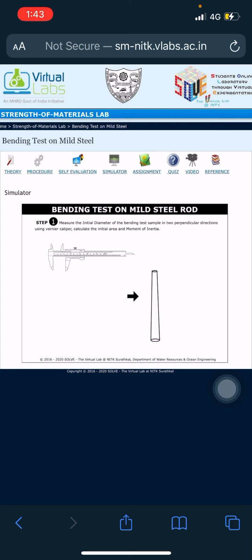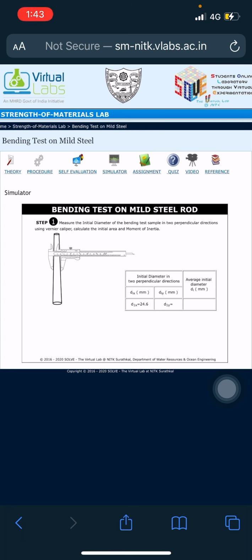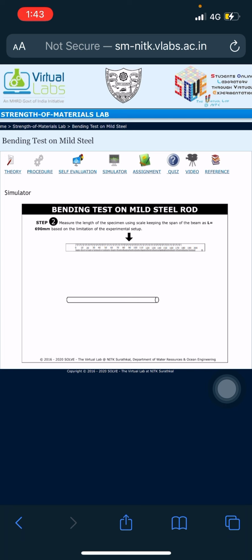Step 1. Measure the initial diameter of the bending test sample in two perpendicular directions using a vernier caliper. Calculate the initial area and moment of inertia. Step 2. Measure the length of the specimen using a scale, keeping the span of the beam as length 690 mm based on the limitation of the experimental setup.